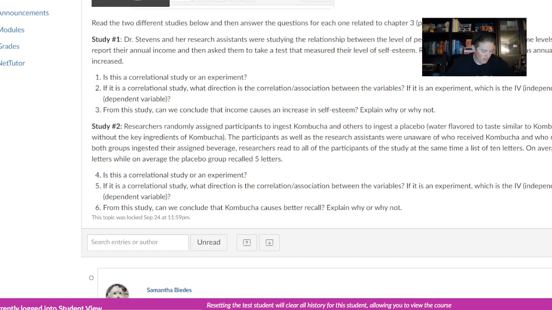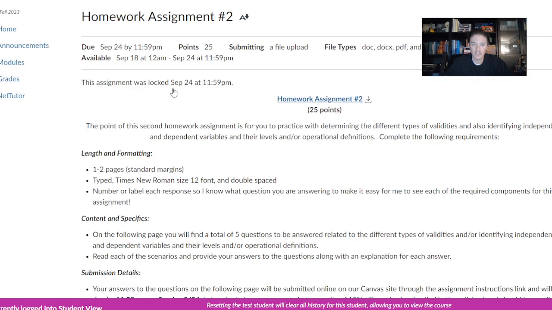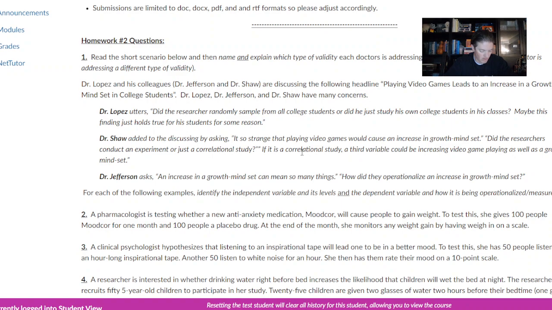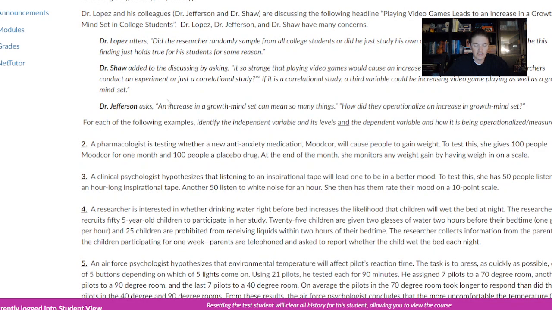The same thing with the homework assignment. For the most part, I saw a lot of really good things on homework assignment number 2. But there were a couple of points that people struggled with. So let's go through homework number 2 really quickly together. The first question was looking at the 3 different types of validity. Right, so I was looking for you to tell me what Dr. Lopez, Dr. Shaw, and Dr. Jefferson were all looking to address. So Dr. Lopez was looking at external validity.